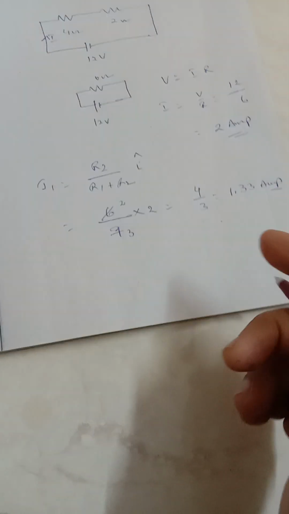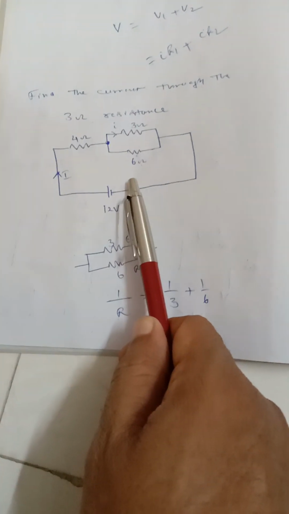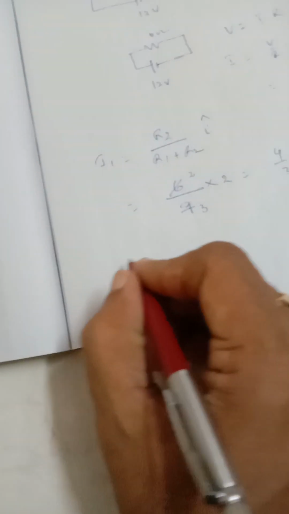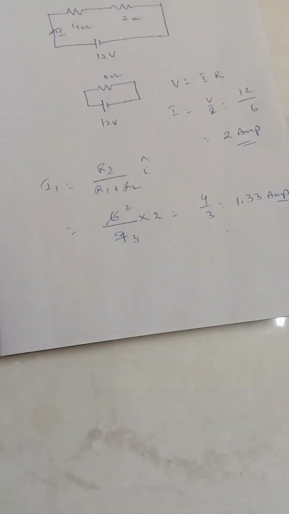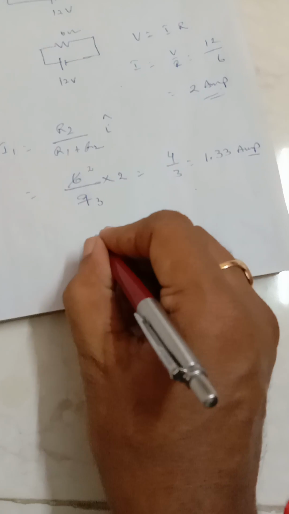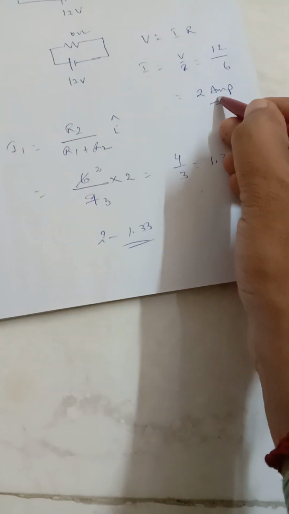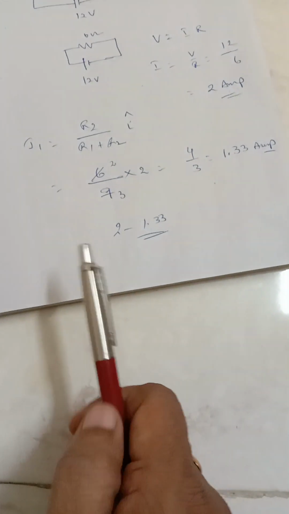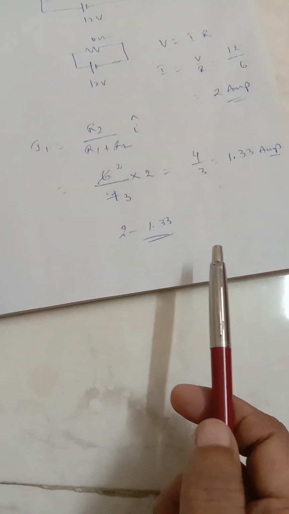The remaining part: suppose anybody is asking what is the current flowing through this 6 ohms resistance, then what do we have to do? Here it is asked only to find the current passing through the 3 ohms resistance. That's why we put R2 by (R1 plus R2) into I. Suppose they are asking about the 6 ohms also, we can do one thing: 2 minus 1.33, because the total current is 2 amperes. Otherwise we can substitute in the formula 3 by 9 into 2. Anyway, we can solve it.